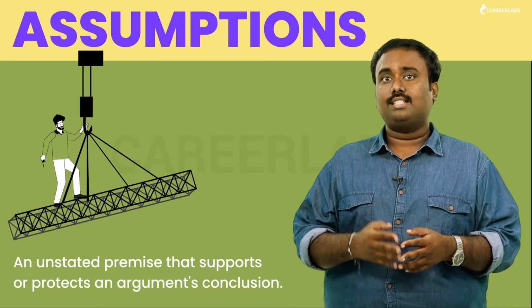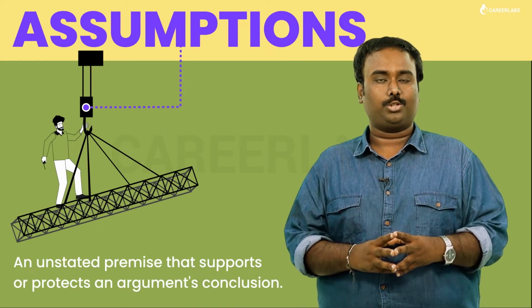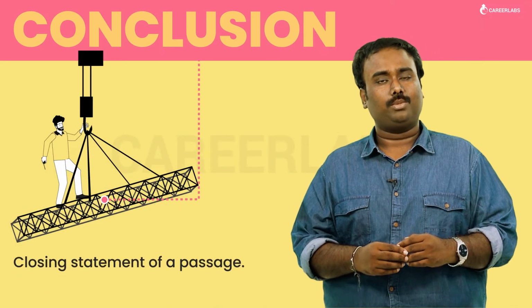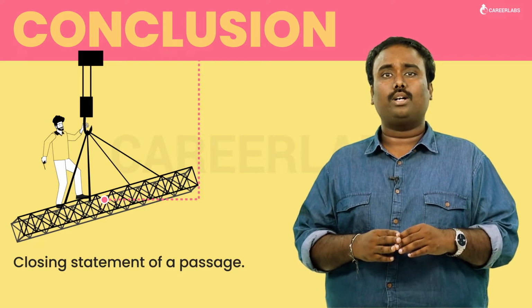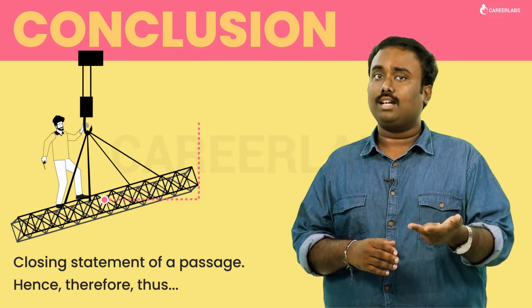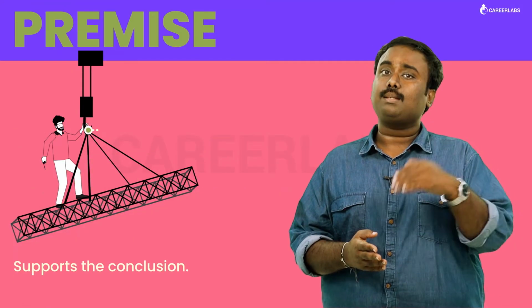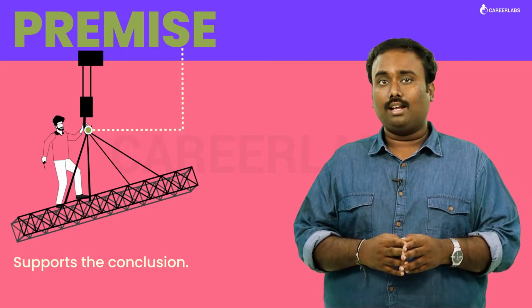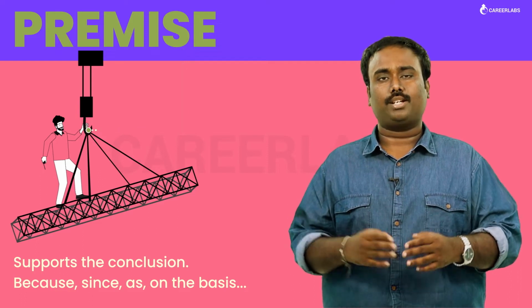To put this in a professional way, an assumption is an unstated premise that supports or protects an argument's conclusion. Here, the conclusion is nothing but the closing statement of the argument. We can easily identify a conclusion when we see words like hence, therefore, thus, and so on. And a premise is a reason that supports the conclusion of an argument. Some of the indicators of the premise are because, since, as, on the basis of, etc.